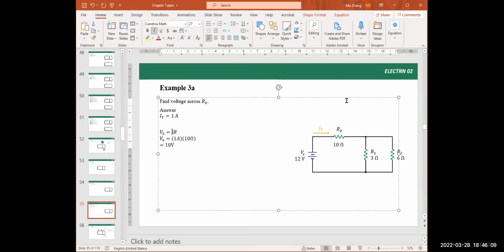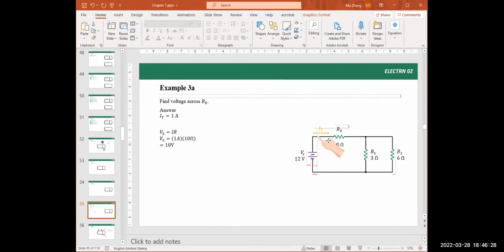Is this confusing or is this clear? Any questions? Let me get a virtual hand here.